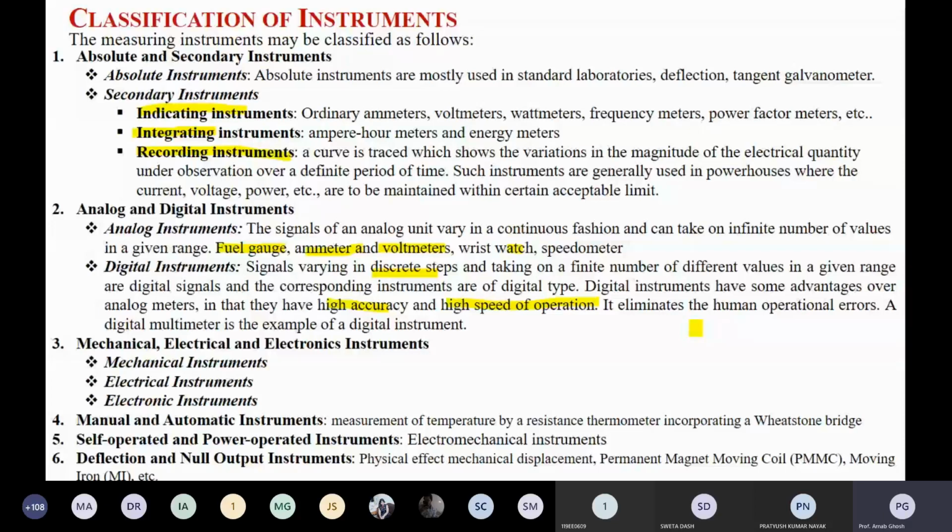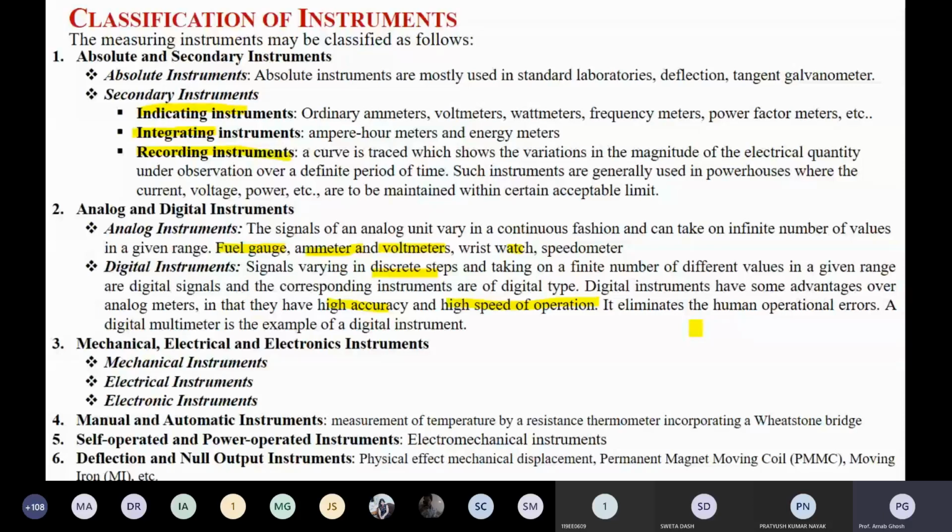I will discuss what the advantages and disadvantages are, because mechanical devices are very cheap. If you are going to establish a cost-efficient laboratory, you can install some mechanical instruments. But if you are going to establish a nuclear power plant, you have to depend upon very sophisticated instruments, which is not possible with mechanical instruments. So you have to depend upon electrical as well as electronic instruments.